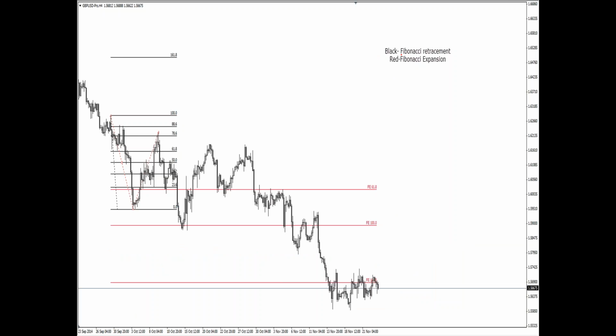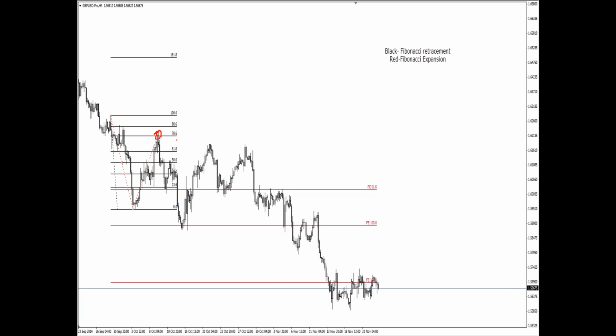So black is Fibonacci retracement, red is Fibonacci expansion. Okay, this is Fibonacci retracement, black color. Red is Fibonacci expansion. Pay attention to the screen. Retracement is for finding an entry.